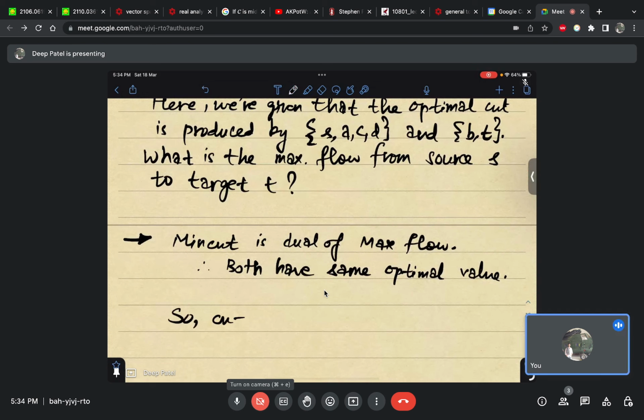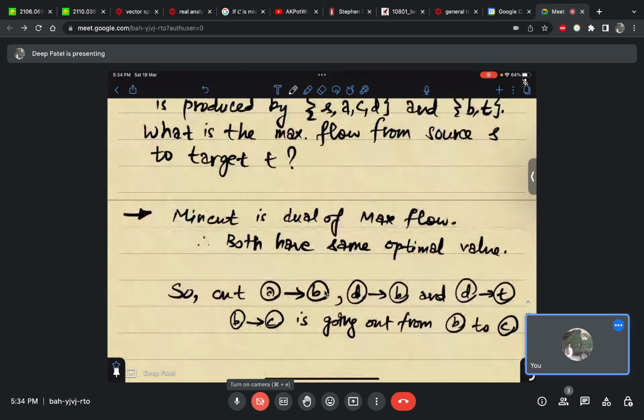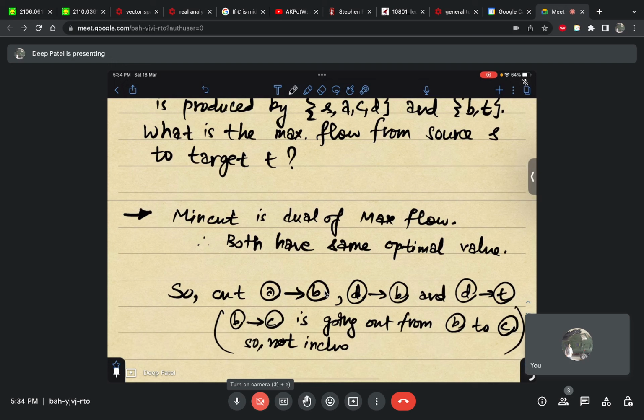So cut A to B, D to B, and T to T. B to C is going out from B to C, so we need not subtract that figure either. It's just not in the set, so not included in the cut.